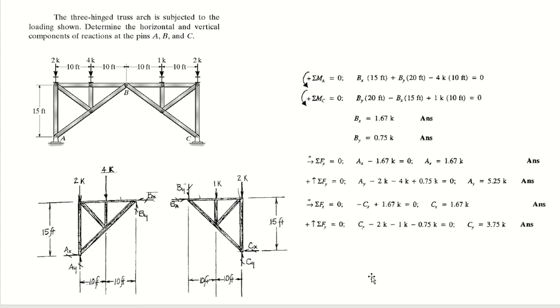Now going to the final one, this is the last one, and the statement says a 3-hinged truss arch is subjected to the loading shown. This is again a truss arch. Determine the horizontal and vertical components of reactions at pins A, B and C. This is hinge support A, hinge support C, and this is internal hinge B. The loads are applied just like truss at the joints, okay.